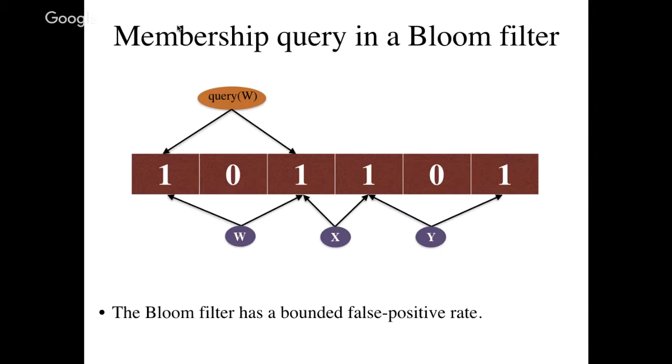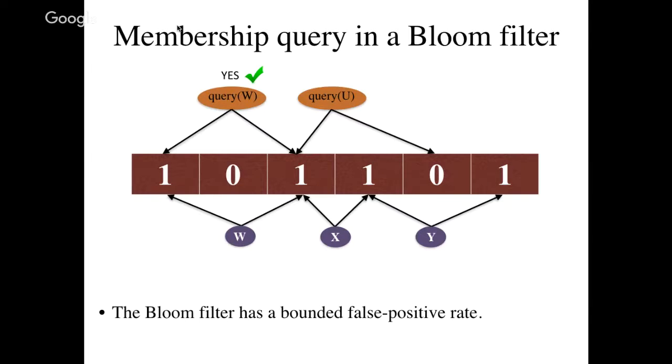Now let's see how we query in a Bloom filter. To query, we do the same operations as an insert. We hash the element k times, and we probe all those locations. If all those locations have a bit set, then we know that the element is there in the Bloom filter. Here, since w is in the set, both these bits are set, and it will return yes.